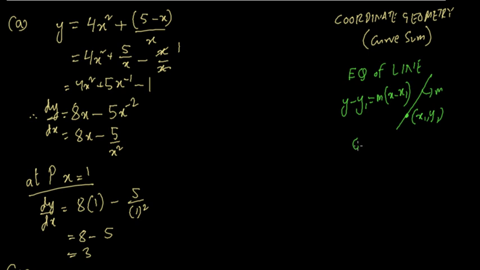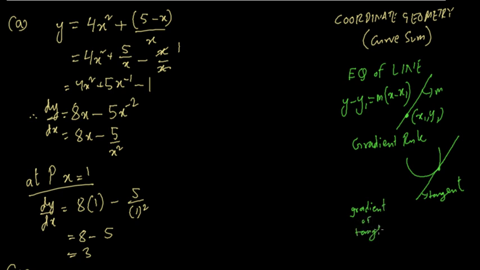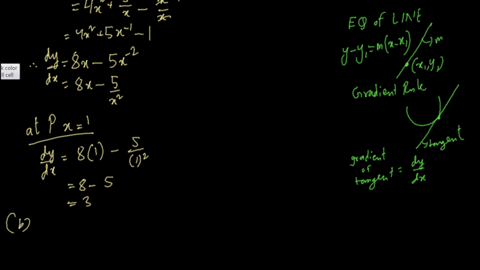And another thing is the gradient rule. The gradient rule for this particular line is it's a tangent. So we have a curve and we have a point where we have a tangent to this curve. So this line is a tangent. So the gradient rule of a tangent is that gradient of tangent is equal to gradient of curve at a particular point, which is dy by dx. So the gradient of a tangent is dy by dx. So the first thing that we can write here is gradient of tangent equals 3, because that's the gradient of the curve at the point P.